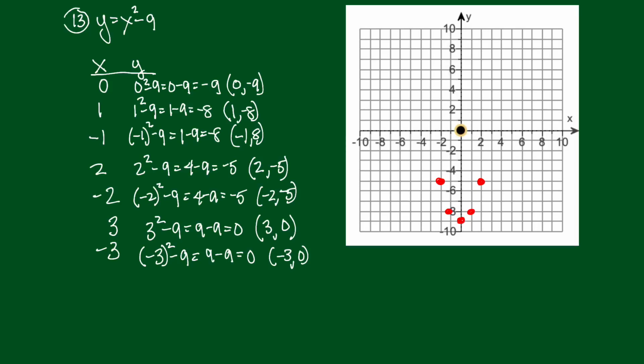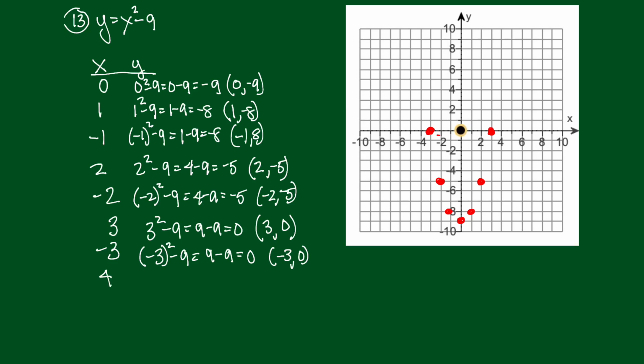So starting at the origin, right here, I'm going to go to the right 3, right at the origin. So let's put a point there. To the right 3, not the origin, right on the axis. And then to the left 3, right on the axis again.